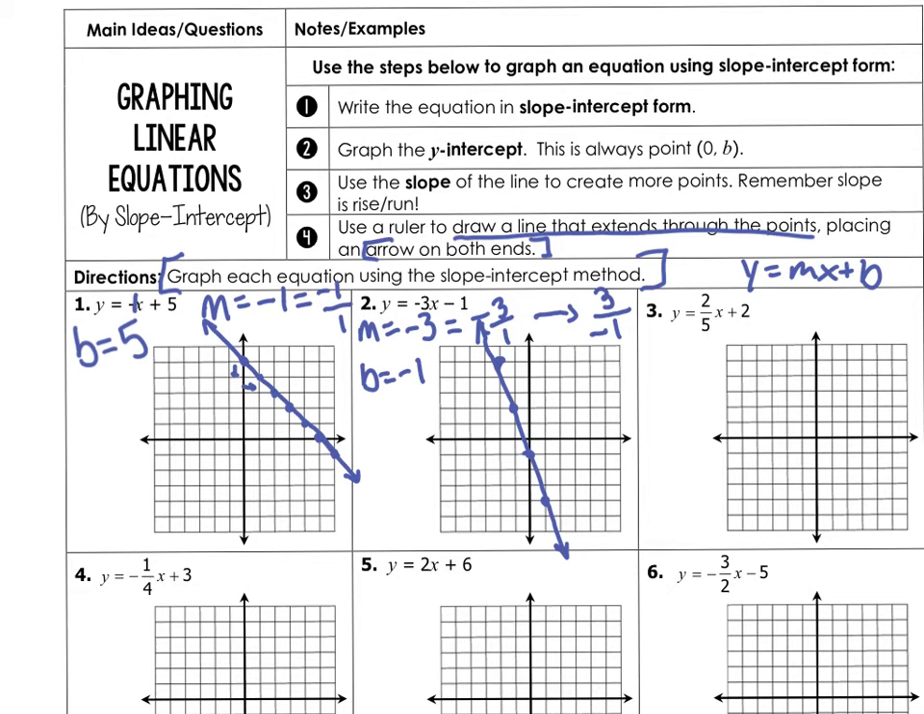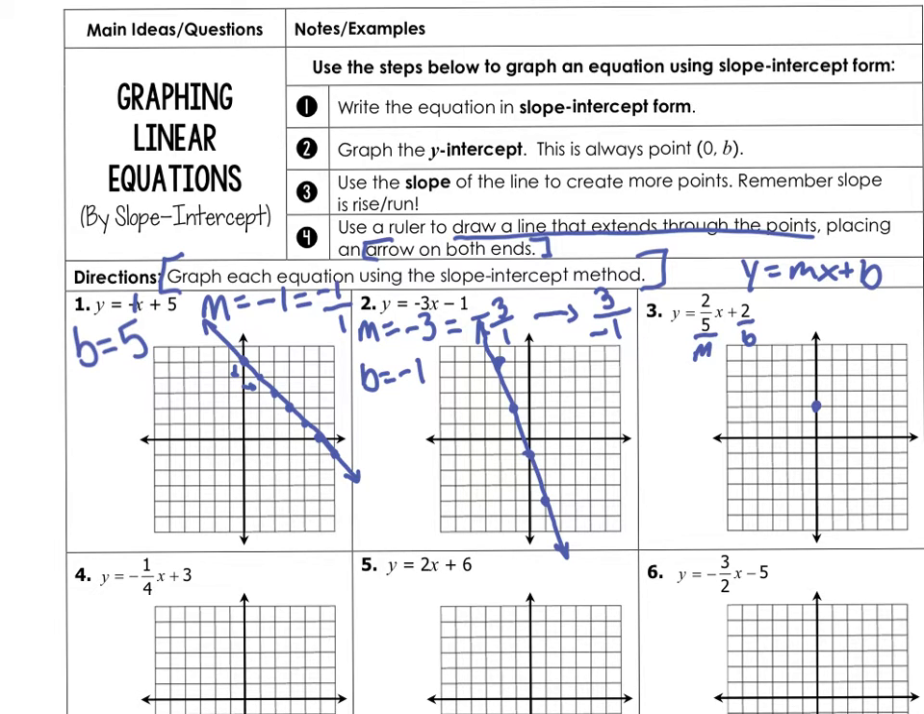Do the same thing for number 3. I'm not even actually going to pull them off this time. I'm just going to underline them. Hey, that's in front of x. That's the slope. This number 2 over here is a constant, so that must be the y-intercept. So let's go ahead and model this. So always plug the y-intercept first. That's an easy point. That's at a positive 2, so that's 2 spaces above the origin at 0, 0.